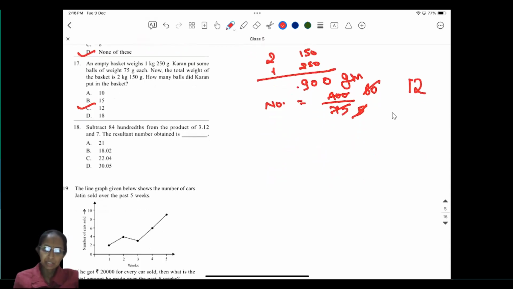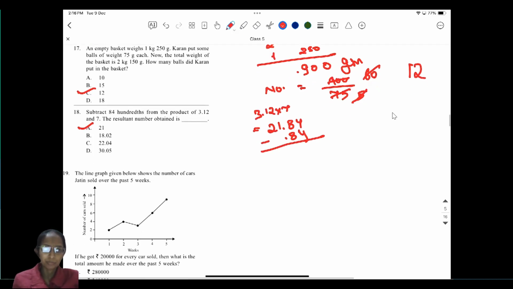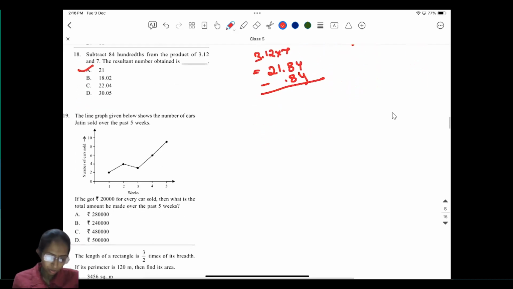Now the next one, subtract 82 hundredth from the product of 3.12 and 7. So 3.12 into 7, which is 21.84, and we need to subtract 82 hundredth, that means 82 upon 100, so that is 0.82, and the leftover is 21 only. Now the next one, 19th question.